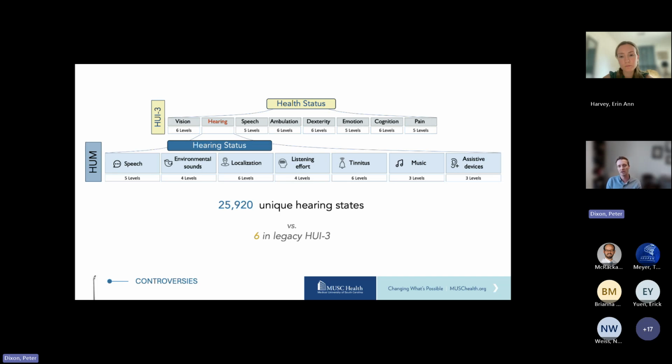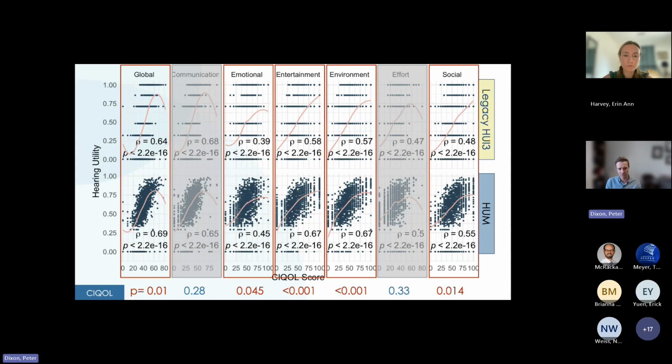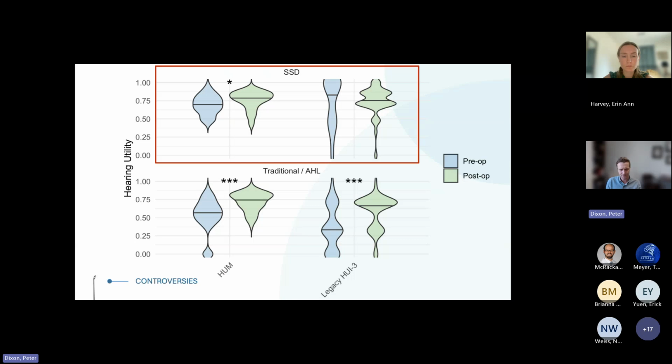And it can classify almost 26,000 different states of hearing, which should capture most of the different variabilities in hearing. And that's compared to just one of 6 different states that you'd be classified according to with the HUI 3. And we've shown through various studies that it correlates a little better with other measures of hearing-related quality of life and other audiometric measures. And this is just one example, the CIQOL, and we showed that some of the subdomains have much stronger correlations with our measure than they do with the legacy HUI 3.